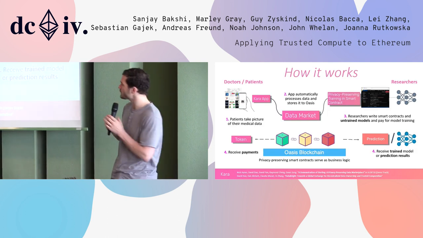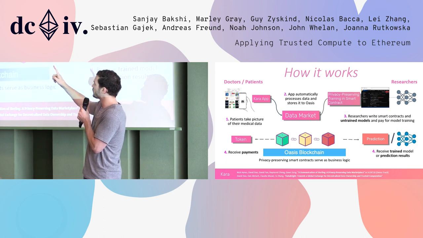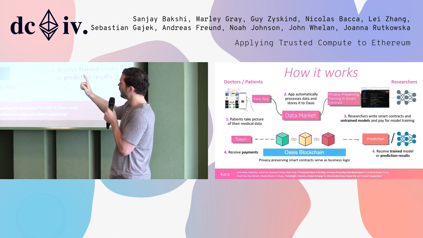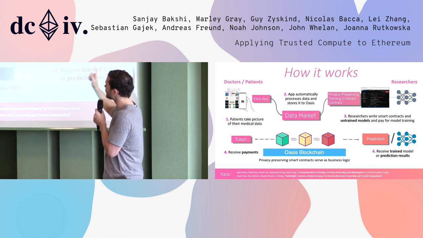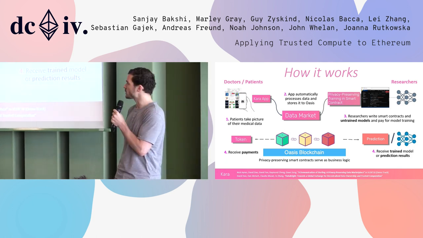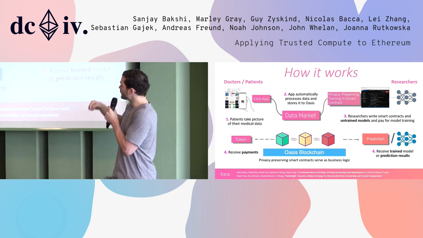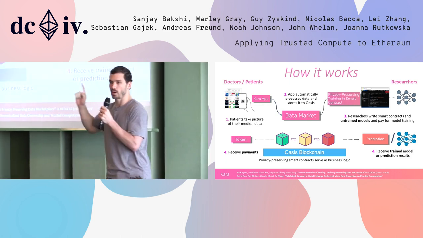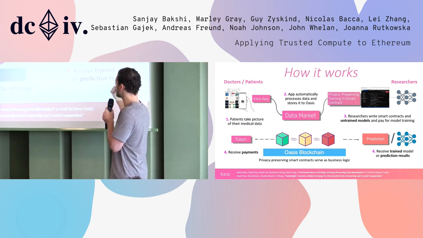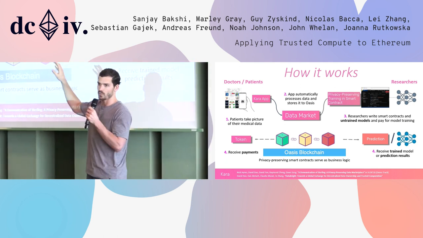The way it does that is by allowing patients and doctors to input their data into a smart contract, and researchers that want to train models on that data can submit those models to the smart contract, which mediates that interaction. The entire thing runs on the Oasis blockchain. Once the model is trained, the users are paid tokens to compensate them for contributing their data, and the researcher receives a trained model.